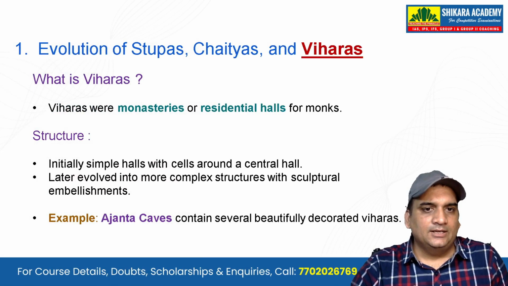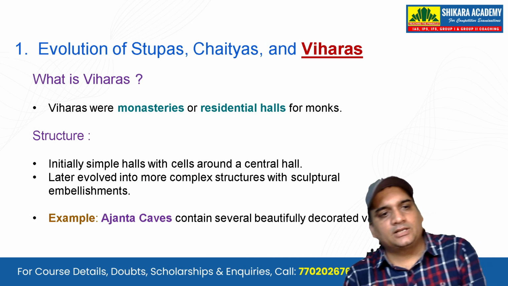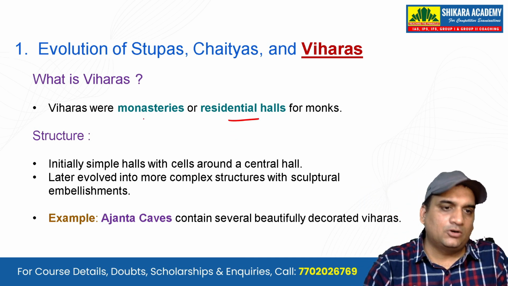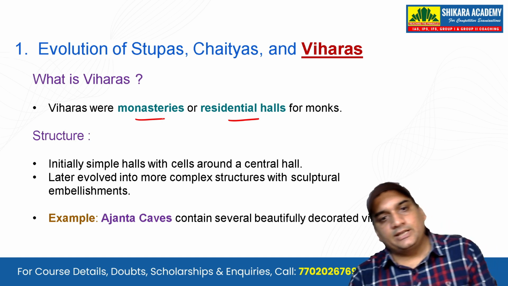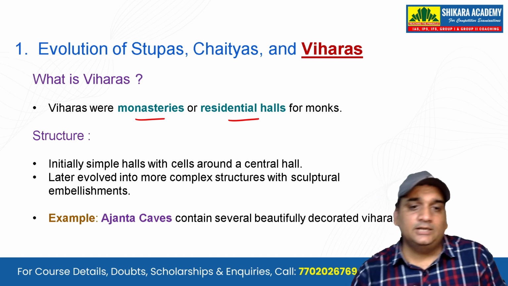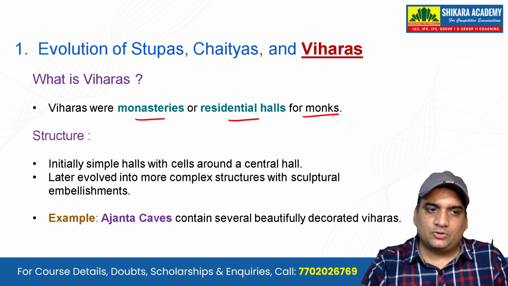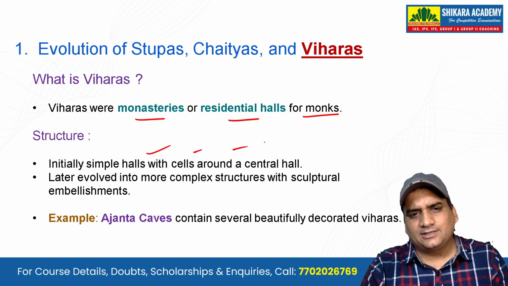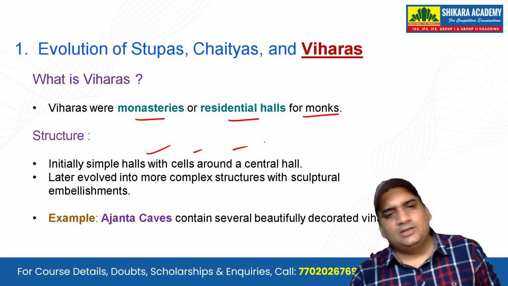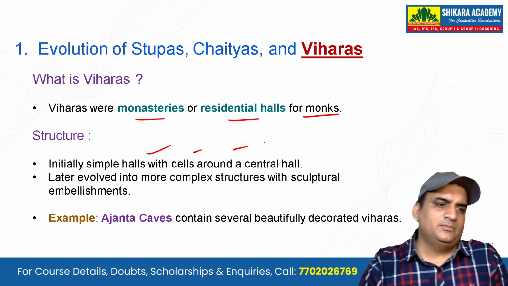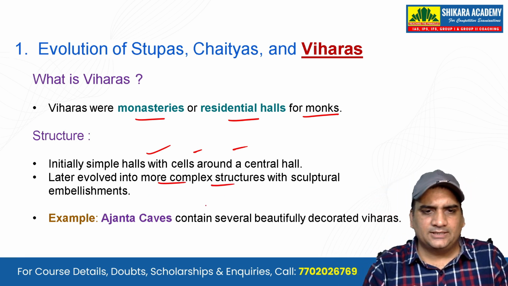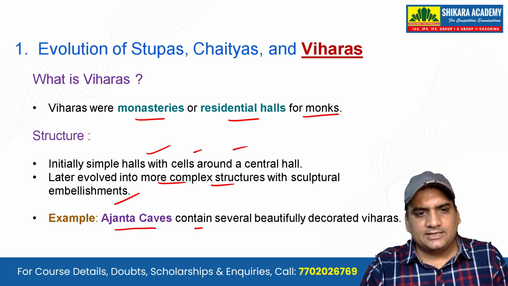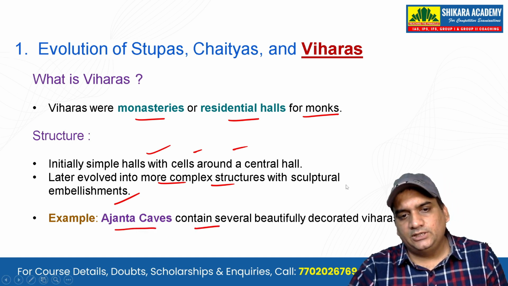Okay, now we will talk about biharas. What are biharas, guys? Biharas were monasteries or residential halls. For whom? For the Buddhist monks. Okay, what was the structure? Initially simple halls with cells around a central hall. You will have cell-like structures, rooms created, which later evolved into more complex structures with sculptural embellishments. The Ajanta caves contain several beautifully decorated biharas.